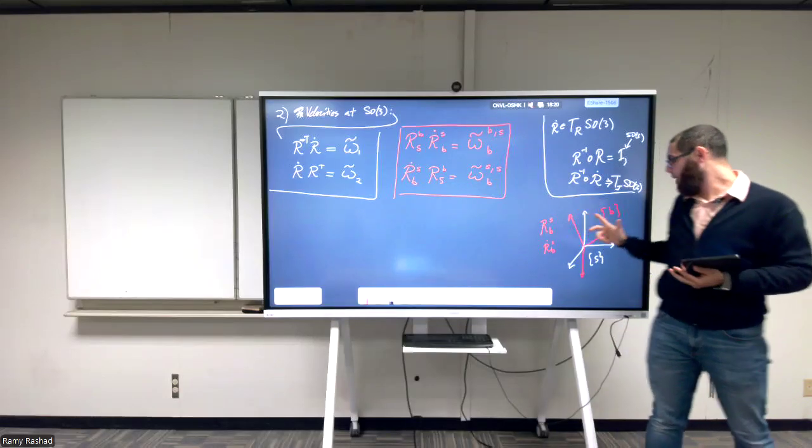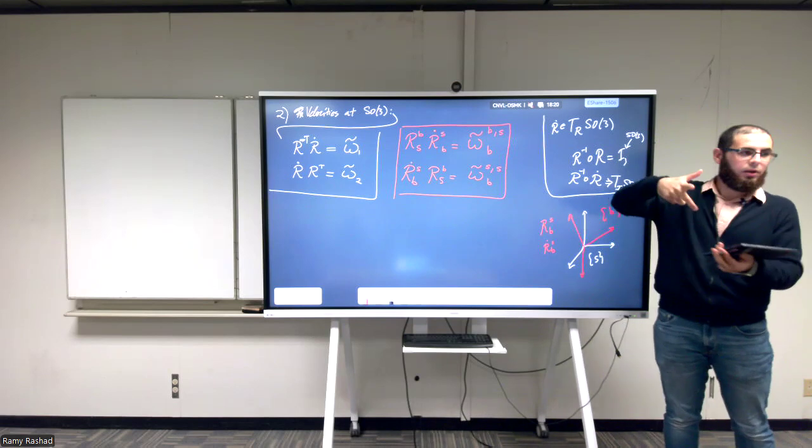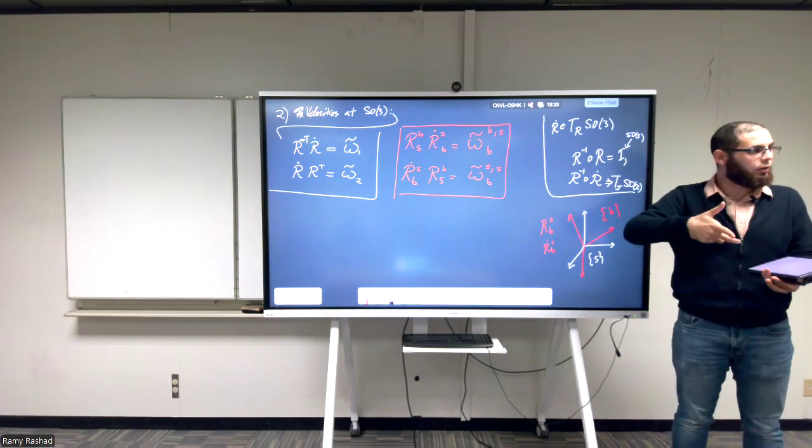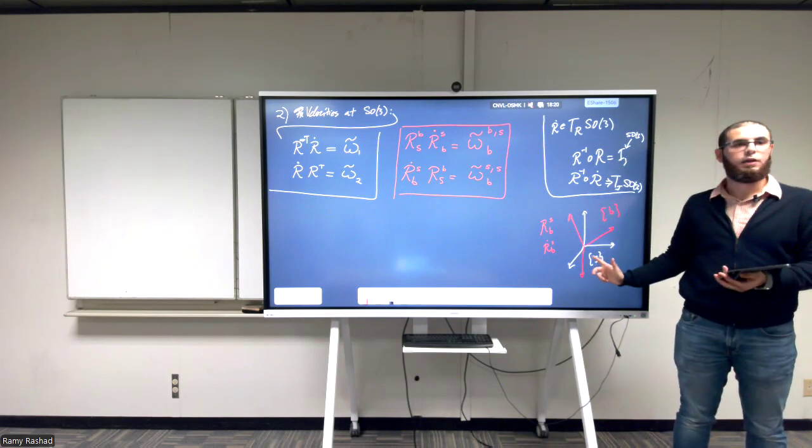Because one of them, I'm looking at it while rotating with the body. These are numbers I get while rotating with the body. The other one are fixed.